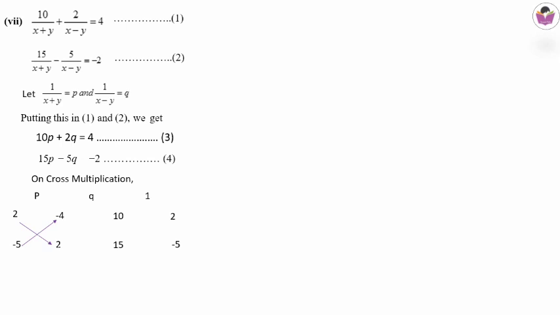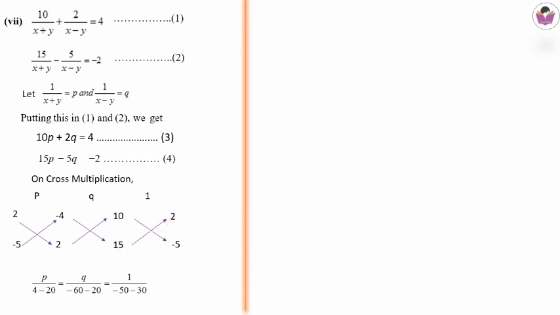For cross multiplication, you have to multiply this way first, that is p divided by 2 into 2 and minus 5 into minus 4. Next q divided by minus 4 into 15 and 2 into 10. Again 1 divided by 10 into minus 5 minus 15 into 2. Let us write this in equation format: p divided by 2 into 2, that is 4, minus 5 into minus 4, that is minus 20, equal to q divided by minus 4 into 15, that is minus 60, minus 2 into 10, that is 20, equal to 1 divided by 10 into minus 5, that is minus 50, minus 15 into 2, that is 30.